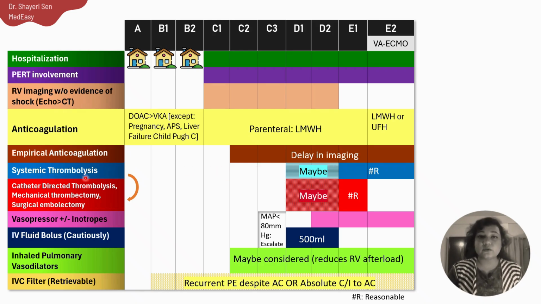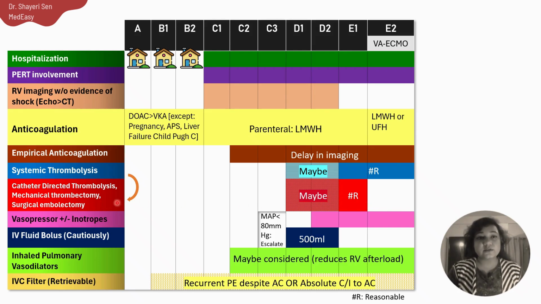Now, coming to systemic thrombolysis, in E1 and E2 patients, systemic thrombolysis in addition to anticoagulation is reasonable, and in D1 to D2, systemic thrombolysis may be considered in addition to anticoagulation. Now, what about catheter directed thrombolysis or mechanical thrombectomy or a surgical embolectomy? The E2 patients are already very severe, right? They are having cardiac arrest and so on. So, these patients cannot be shifted to a cath lab or an OT, right? So, we are not going to try these therapies in an E2 patient.